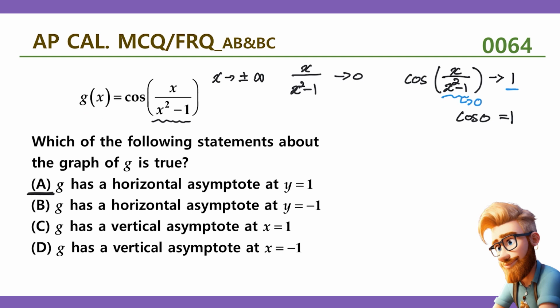Remember, the cosine graph looks like this, starting from 1, going to 0, to negative 1, 0, 1, right? The value of cosine is always between negative 1 and 1. So, therefore, the g function, which is a cosine function, doesn't have any vertical asymptotes. Okay? So the answer for question 64 is A.